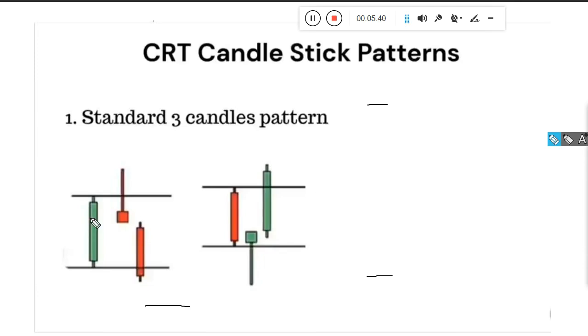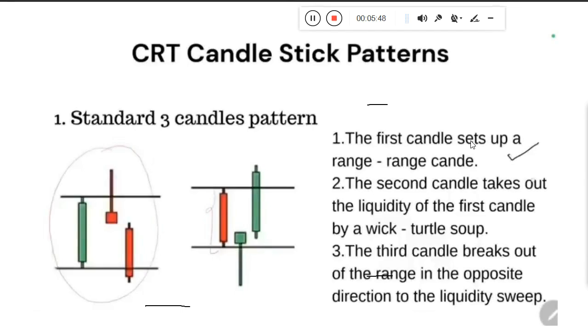The first candle will always be the one to set your range. So once the first candle sets your range, you have this. The first candle sets up the range candle. This is the first candle now, the range of the move that you have. The second candle takes out the liquidity of the first candle. If you understand the psychology of this candlestick pattern, then you can trade it.